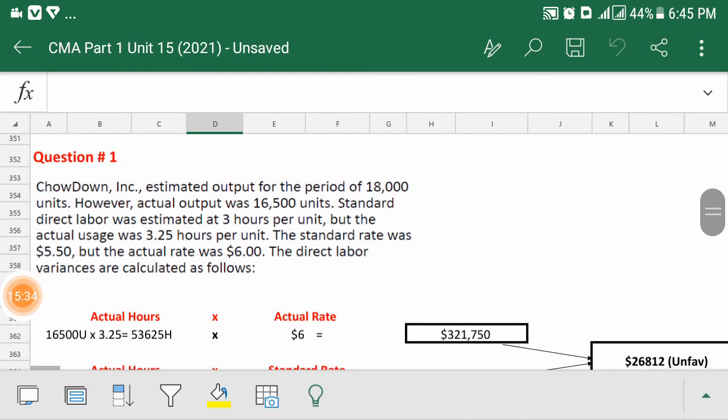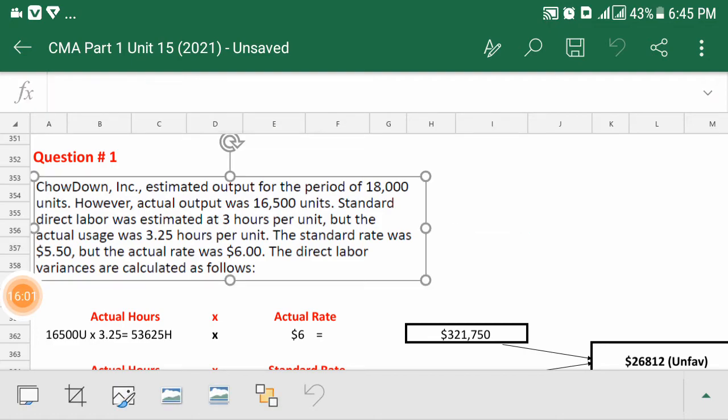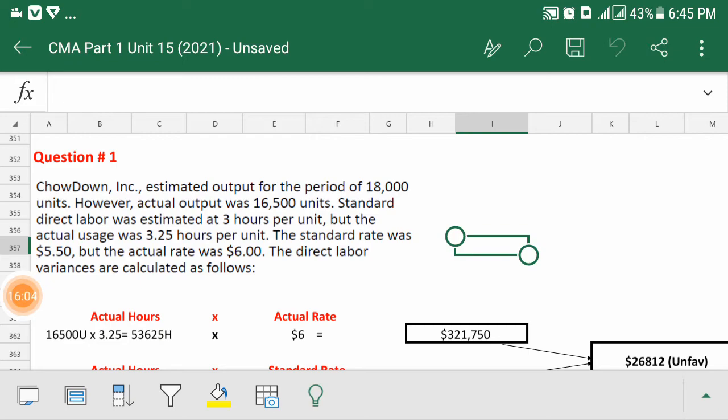Here is one example, and the question says that Chondown Industries estimated output for the period was 18,000 units. That means the planned, or budgeted, output is 18,000. However, the actual output was 16,500, not 60,500. So you can see there is a planned output of 18,000, and the actual output was 16,500.